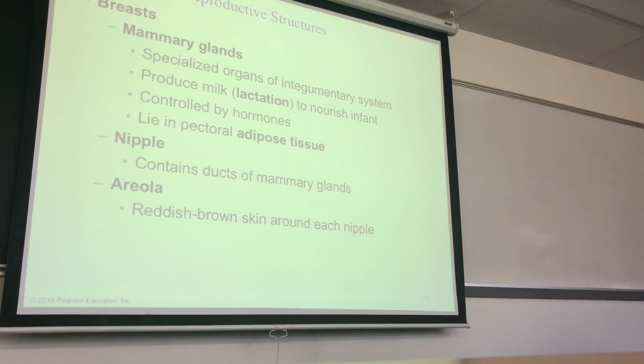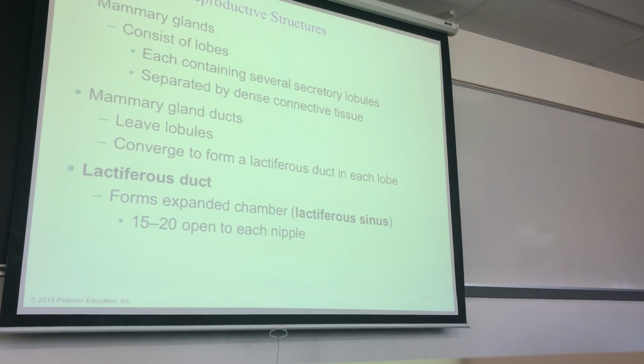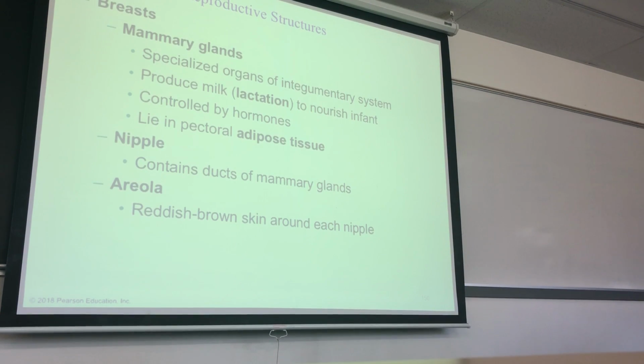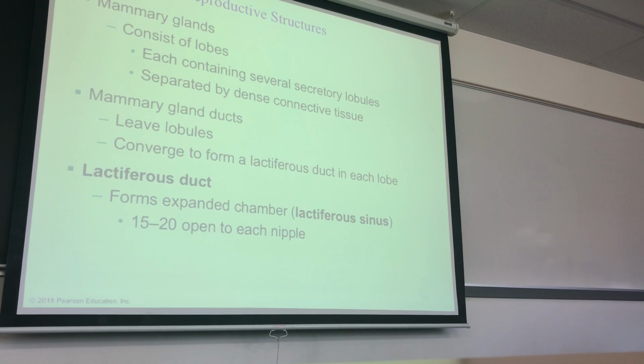As far as the mammary glands go, the mammary glands produce milk. They lie in adipose tissue in the pectoral area. The nipple and the areola: the areola is the brownish colored skin around each nipple, and the nipple contains the ducts of the mammary glands.